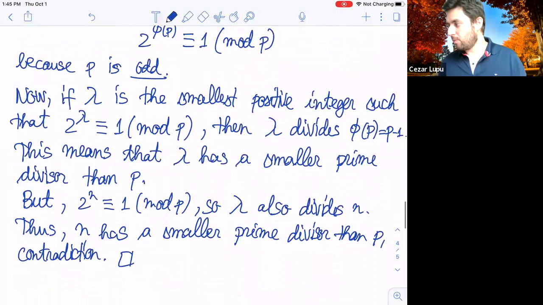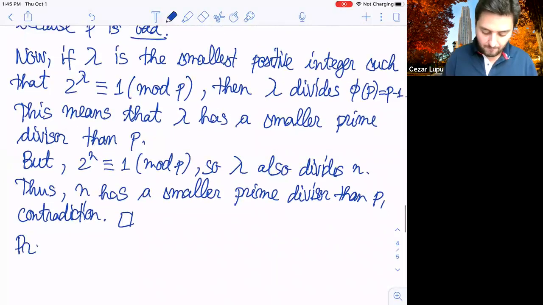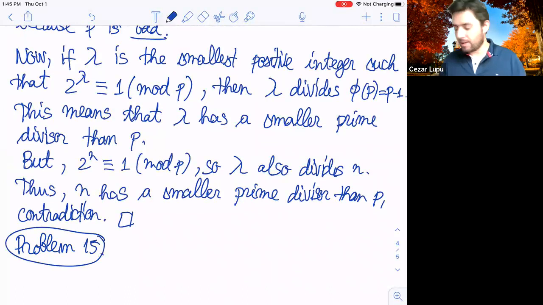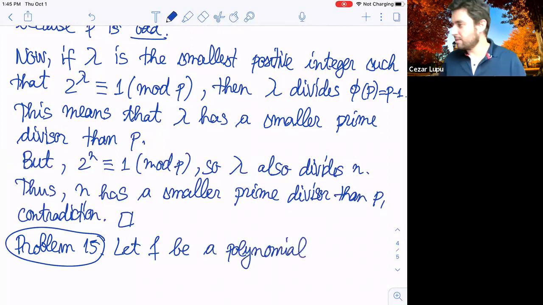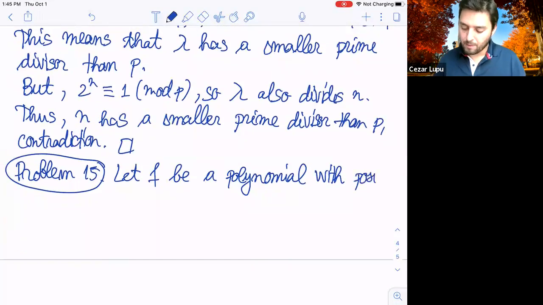Now let me do the next problem. Let me jump to problem 15, which says the following: let f be a polynomial. In fact, this is a very nice problem. Easy but nice. With positive integer coefficients.